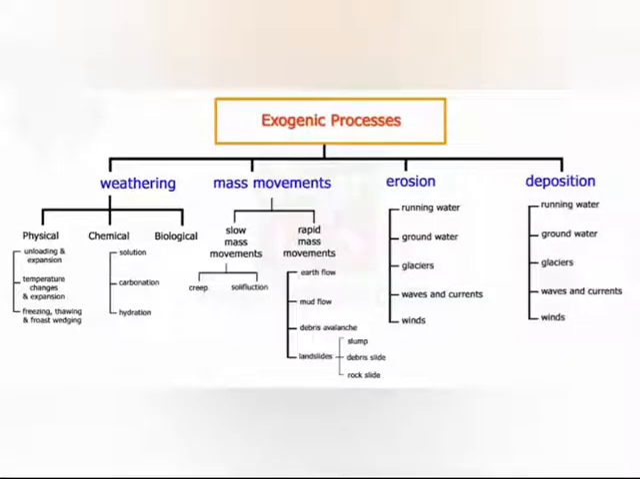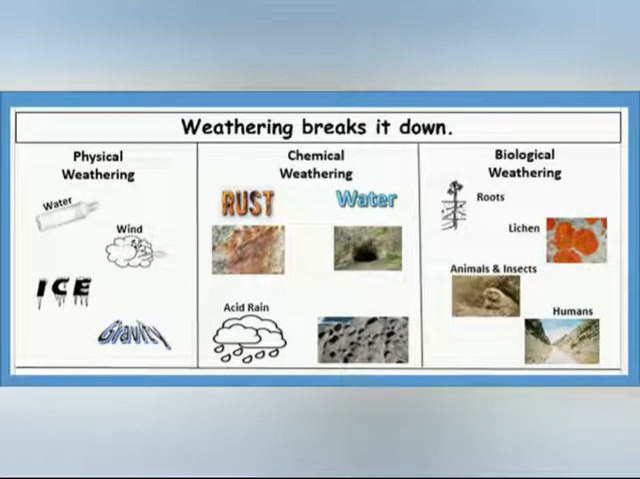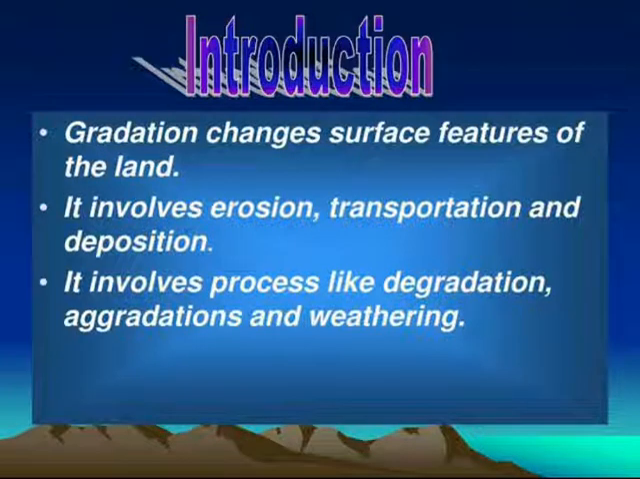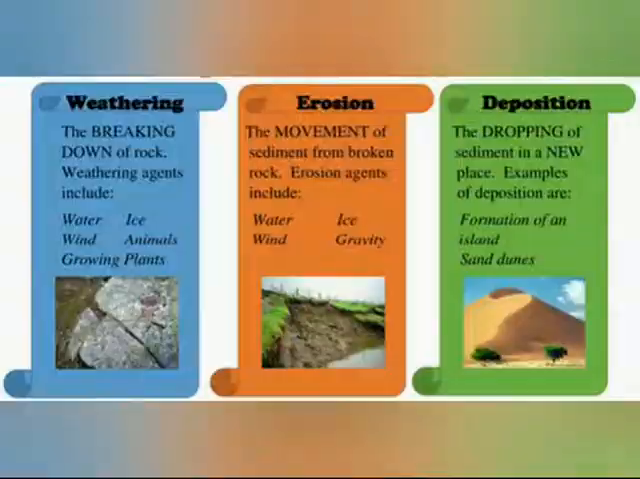Let us continue the geography lesson number 2, lithosphere 2, exogenetic process. Last week we have seen the weathering and its different types. This week we will start with gradation. Gradation is nothing but the leveling of land through some natural agents. Gradation takes place in two ways, degradation and aggradation. And gradation involves erosion, transportation and deposition.